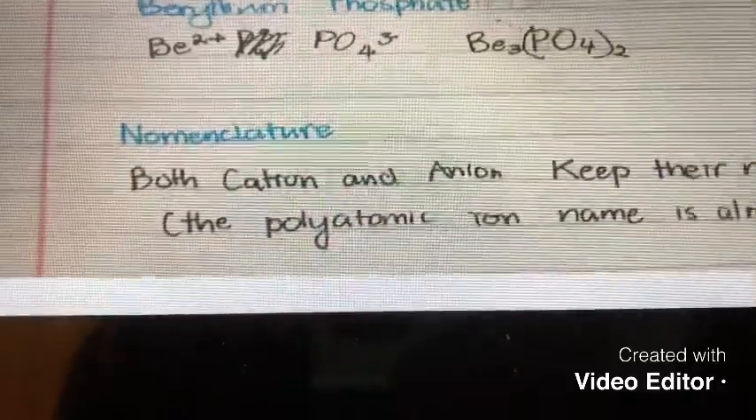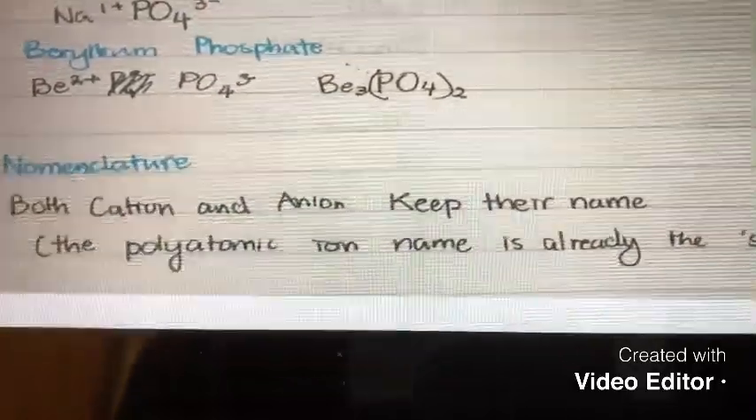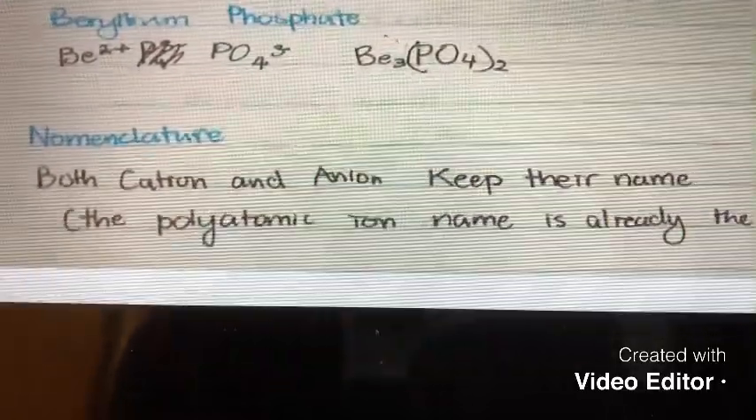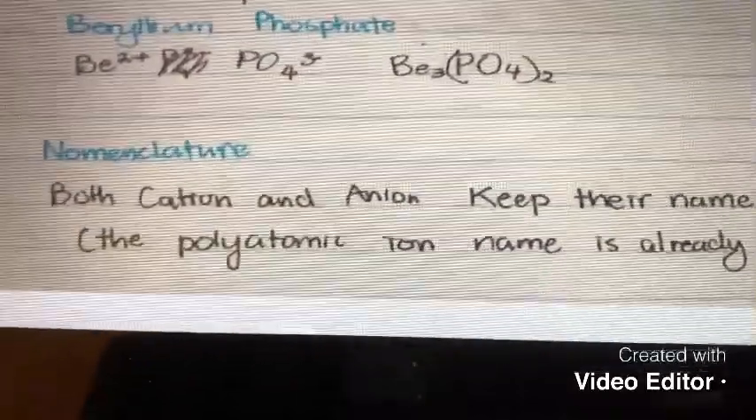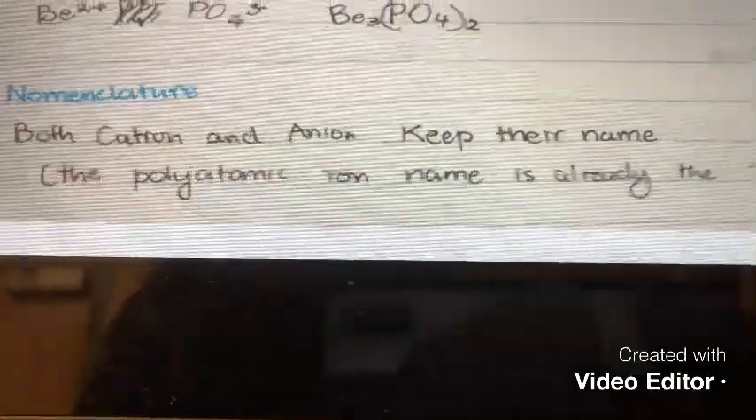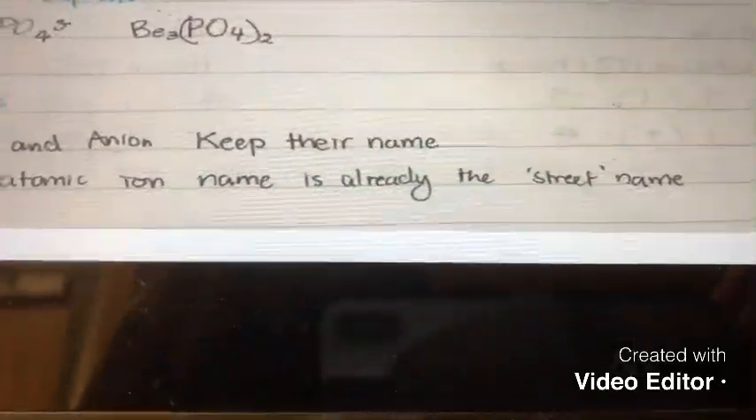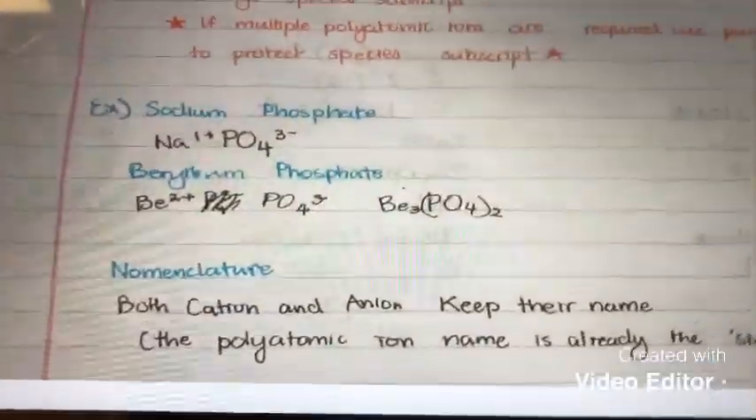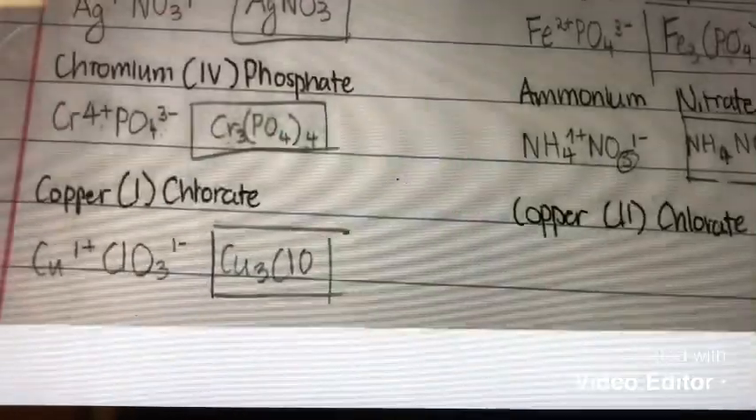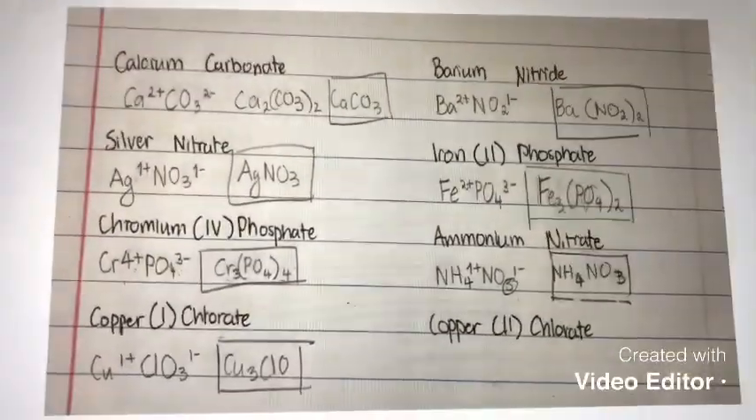In nomenclature, both the cation and the anion keep their names. The cation normally goes first, and the anion goes last. The polyatomic ion name is already in the formula, and the name, as in having "ate," has a suffix. So here we have some examples.